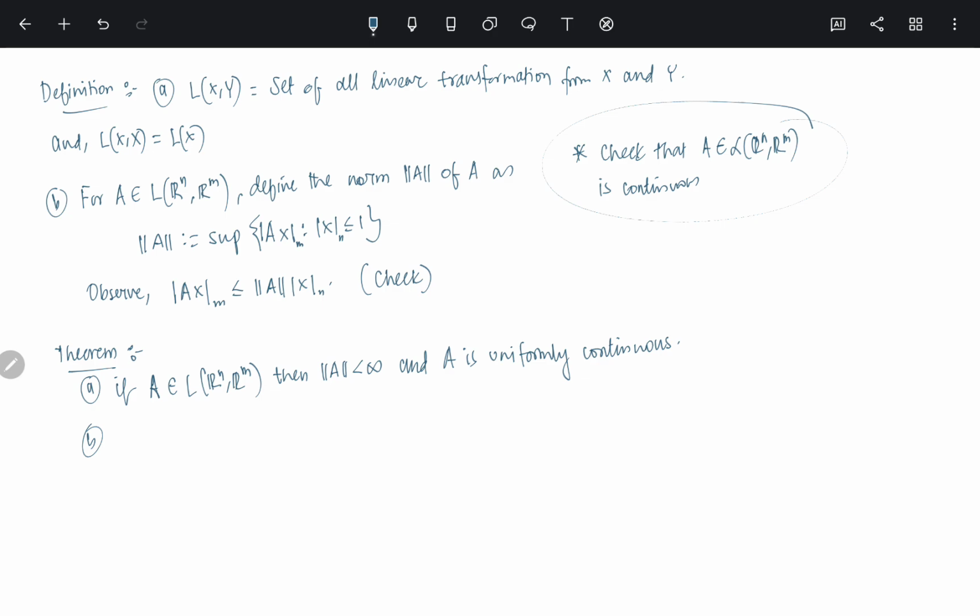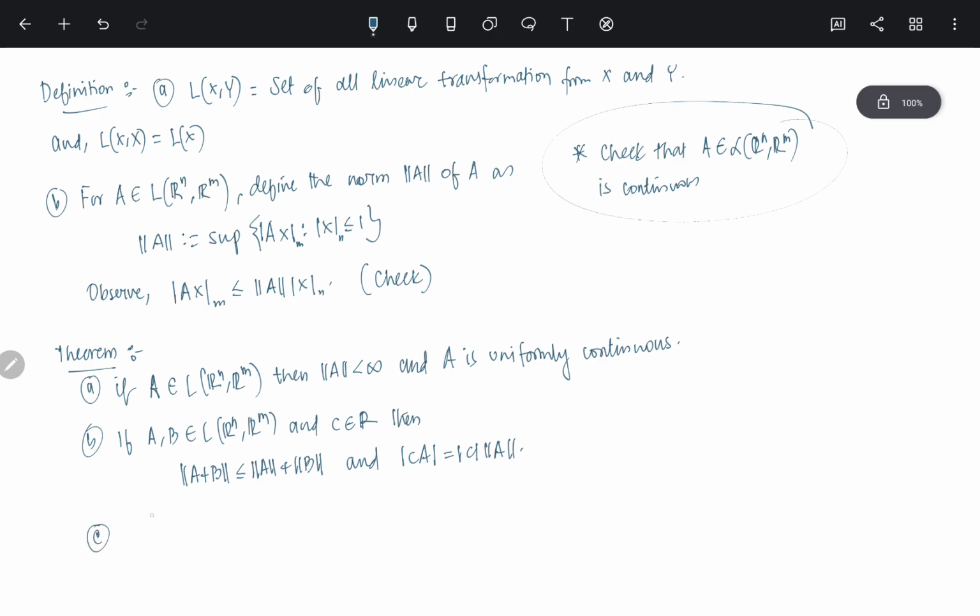Of course, what we have is this. If A and B are two elements chosen from L(Rn, Rm), two linear transformations from Rn to Rm, and you are choosing a scalar C from R in our case, then you can show that the norm of A plus B satisfies the triangle inequality, less than or equal to norm of A plus norm of B, and the norm of C times A is equal to mod C times norm A. Clear?